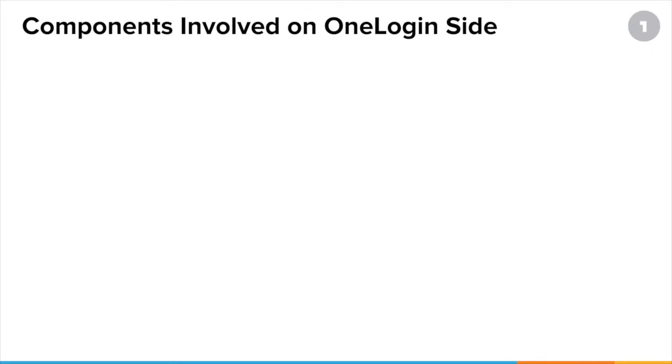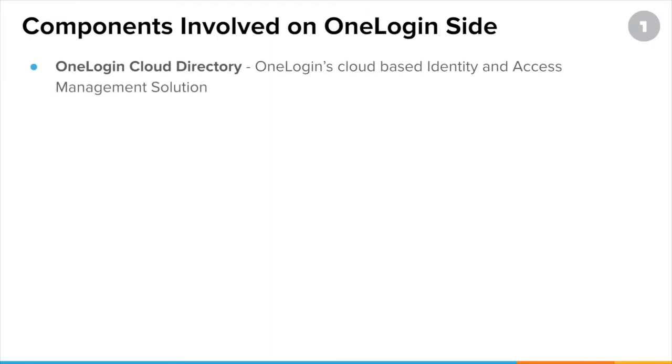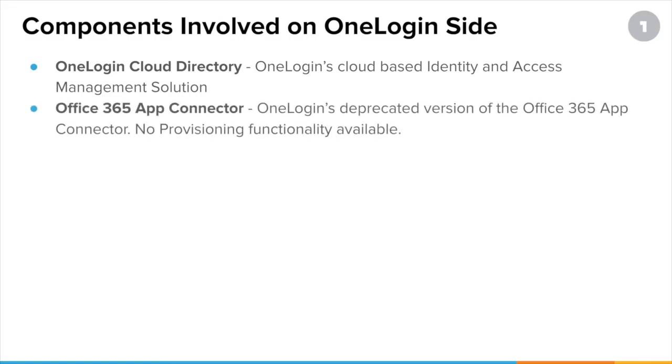Now, on the OneLogin side, we of course have the OneLogin Cloud Directory. This is what users are logging into to access the portal and through which they're going to access their applications. OneLogin also has several connectors for Office 365. Many of them are used for connecting to various subcomponents of Office 365, like SharePoint. But there are three main connectors that are important to know about.